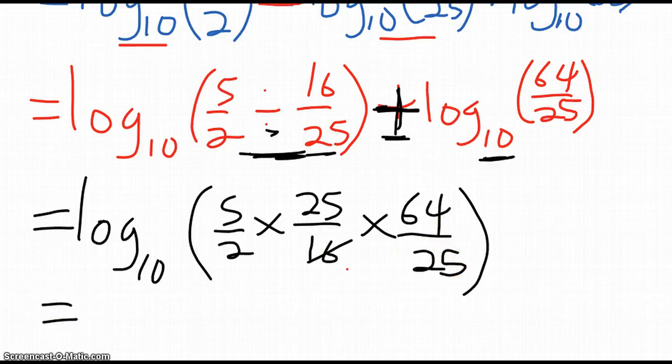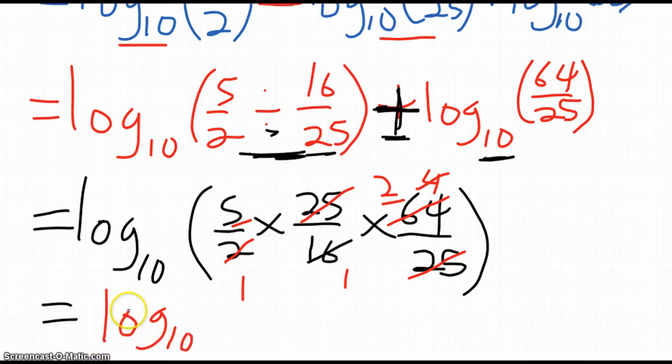16 can divide itself as 1 here and divide 64 as 4, and 25 can also divide itself and divide here as well. Now 2 can divide itself 1 and divide 4 as 2. Then finally we have 2 times 5, which is 10. So you have log base 10 10. And from our previous lesson, log base 10 10 simply means 1. So the final answer gave us 1.